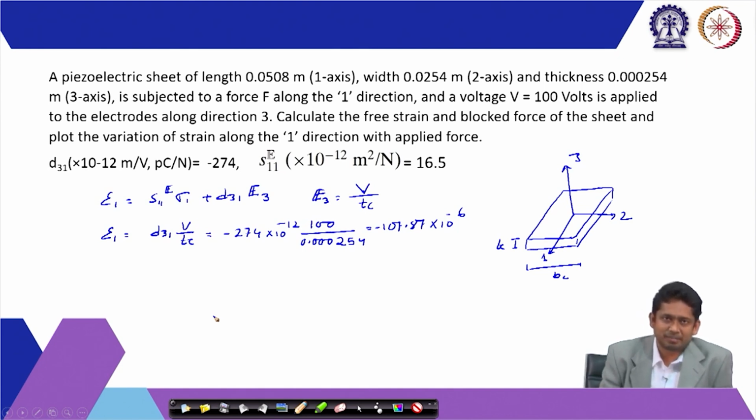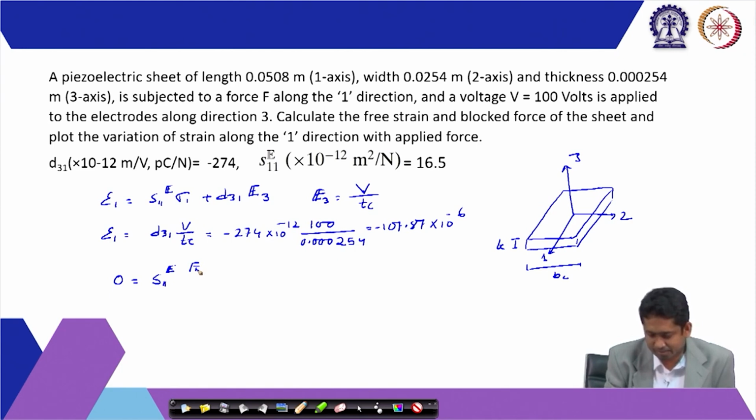Now, we have to calculate the block force. Block force means when the piezo is not allowed to expand or contract. In that case, the full stress or full force is developed. So, strain is 0. In the same equation, if I put strain equal to 0, then the equation can be written as S11 electric E. Sigma 1 means the amount of force, the block force that is generated.